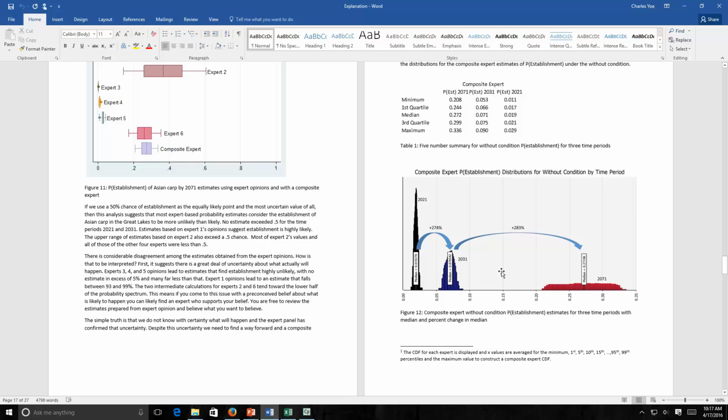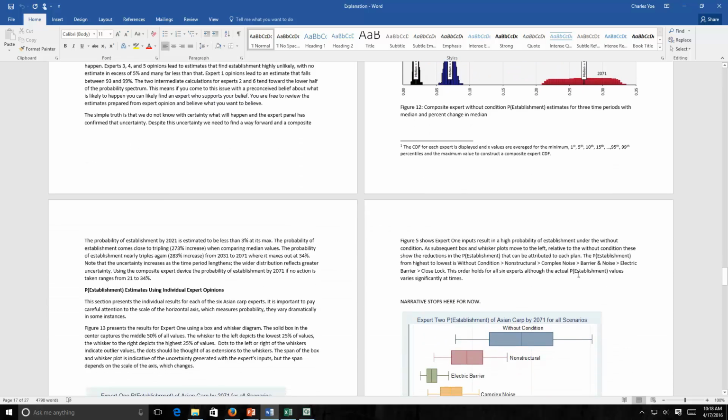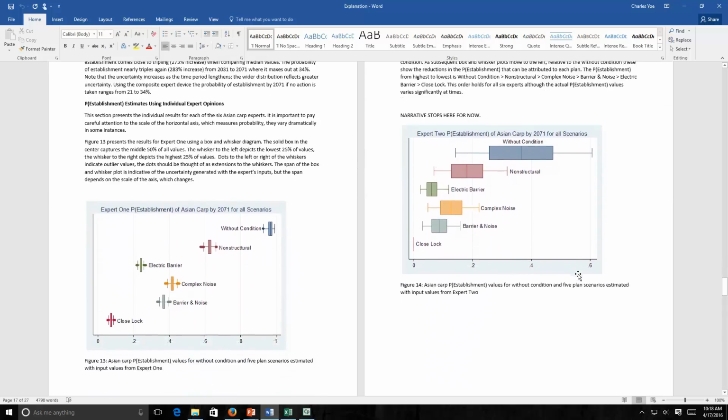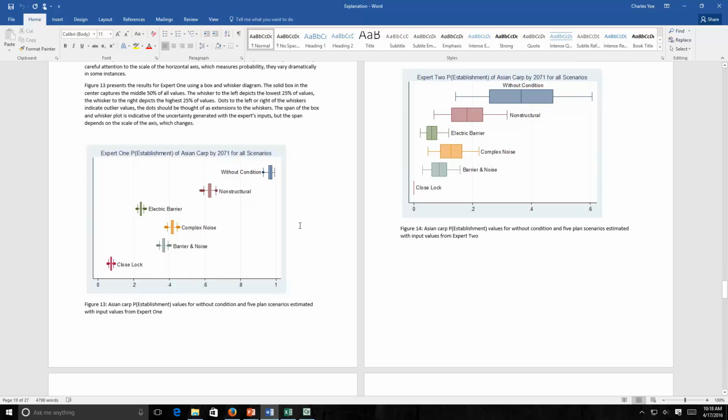This is a graphic that you saw just a few minutes ago where we put the medians in and could compare the probability of establishment under without project conditions for 2021, 2031, and 2071. The little arrows are indicating that there's almost a tripling of the probabilities from 21 to 31, and then again from 31 to 71. It would be important for our decision makers to know how the experts vary.